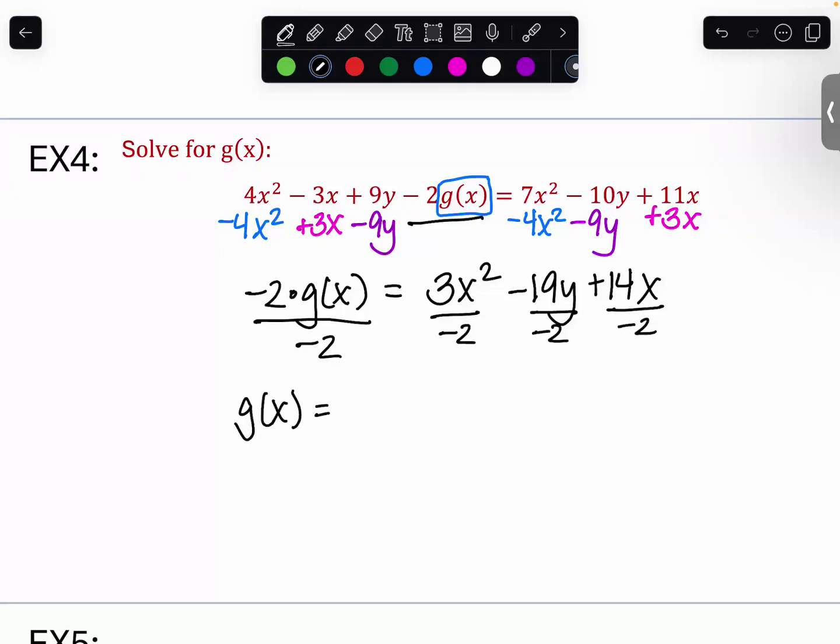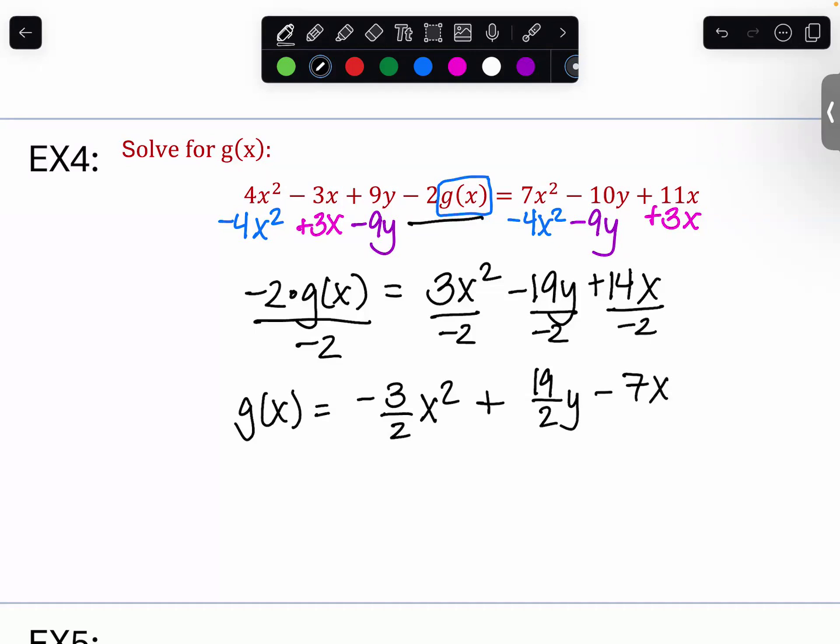It's on its own. You can leave all of these as fractions if you can't simplify them to a whole number. Like this first term, I'm going to leave as negative 3 halves x squared. The second term, I'll simplify to a positive 19 halves y. And the last term, I can simplify to a whole number, so I should, to a negative 7x.